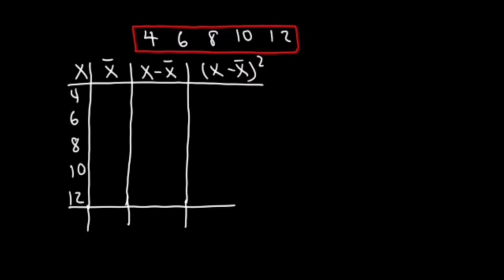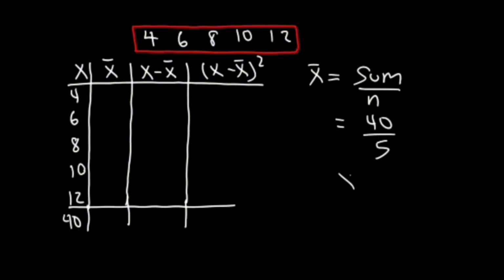Now let's calculate the sum of the first column. So 4 plus 6 plus 8 plus 10 plus 12, that's going to be 40. So now let's calculate the mean. The mean is going to be the sum divided by n. The sum is still 40, and we still have 5 numbers in the list. So once again, the mean is 8.